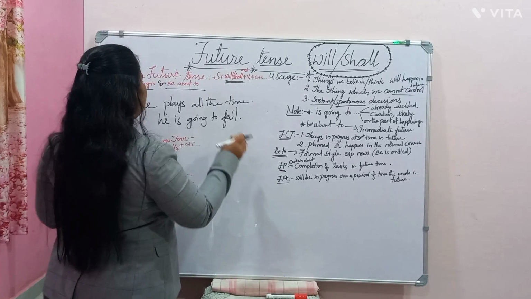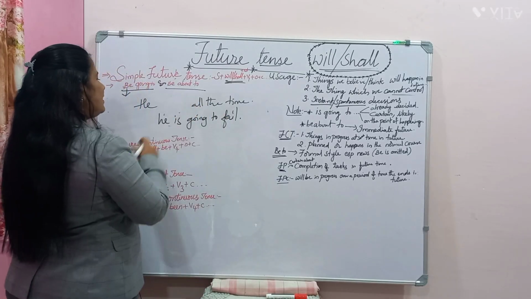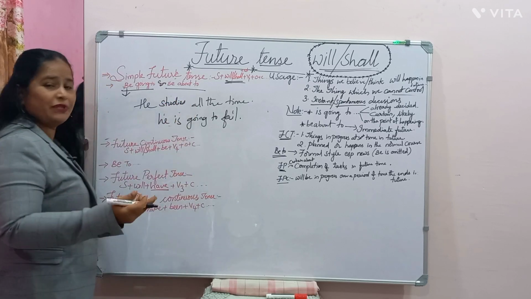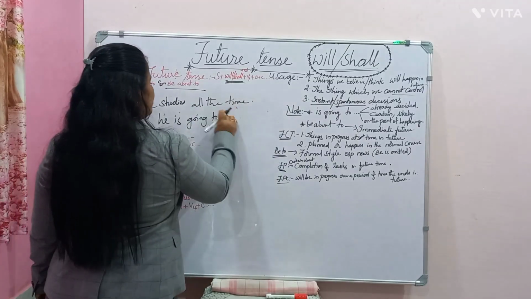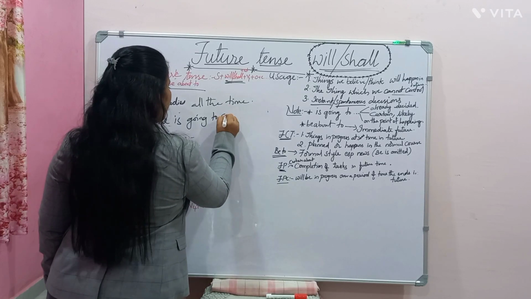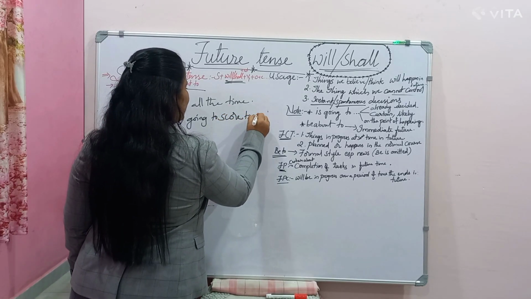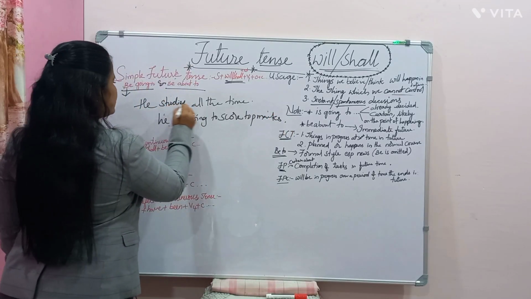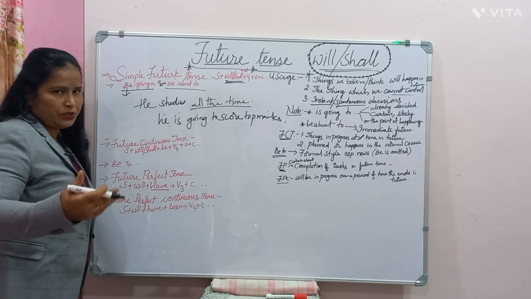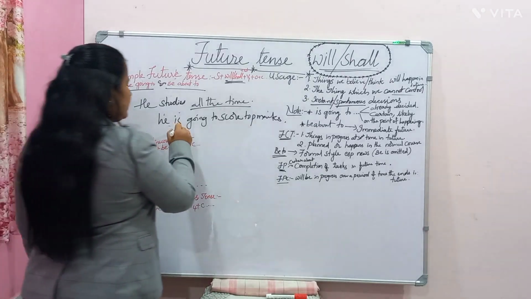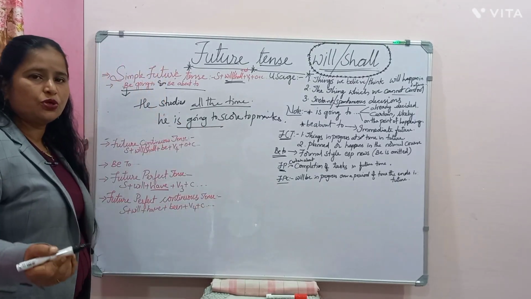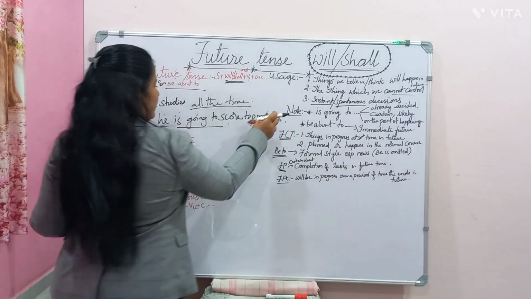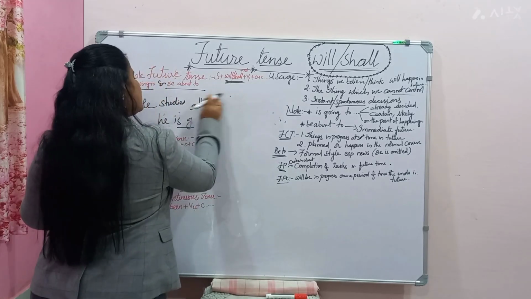So now let us take, instead of plays, he studies. He studies all the time, then what will happen? He is going to score top marks, right? So he studies all the time. When you notice that it is happening, you are certain that it is going to happen. What is going to happen? He is going to score top marks. This is how we make use of is going to.